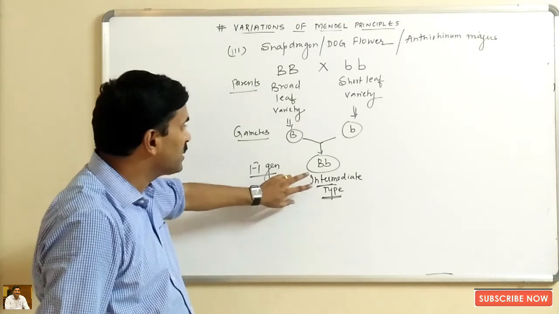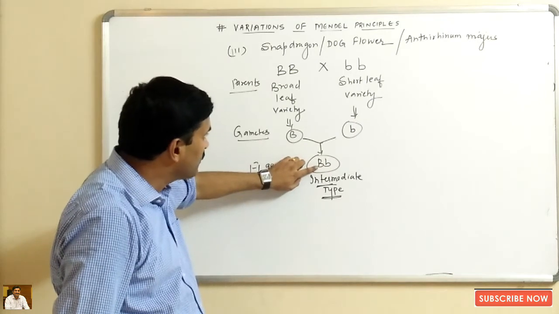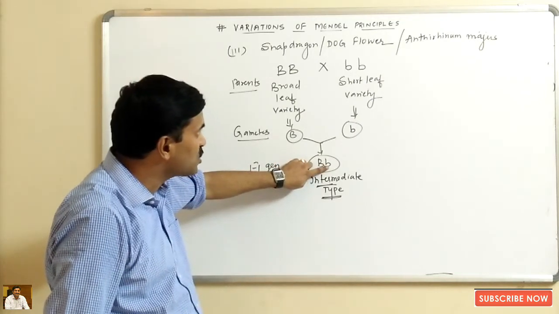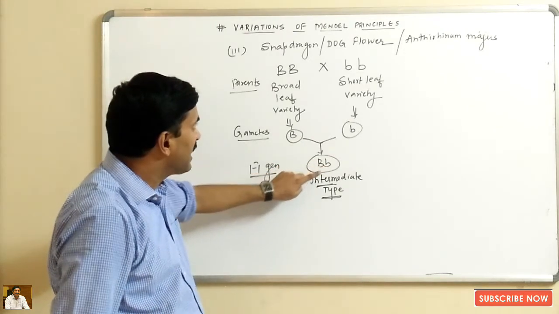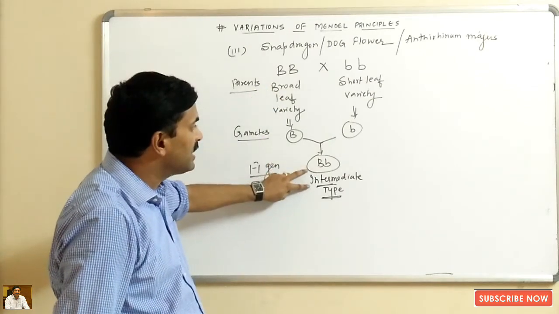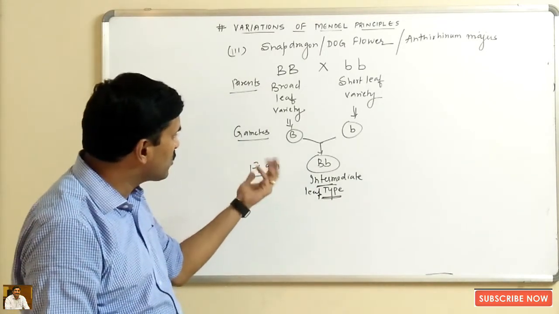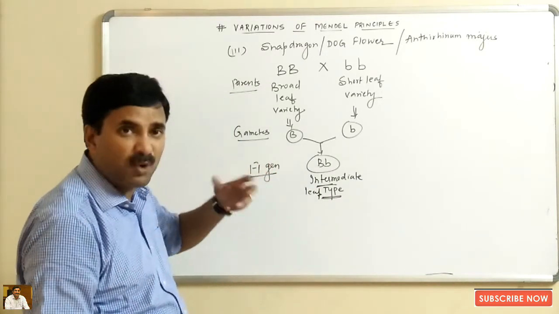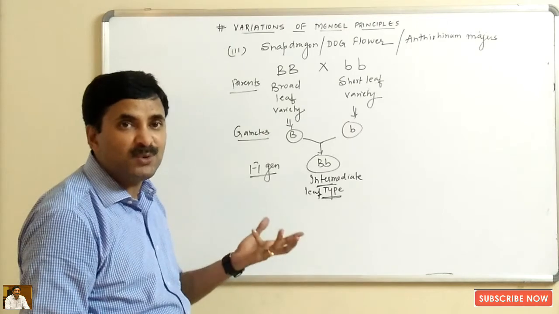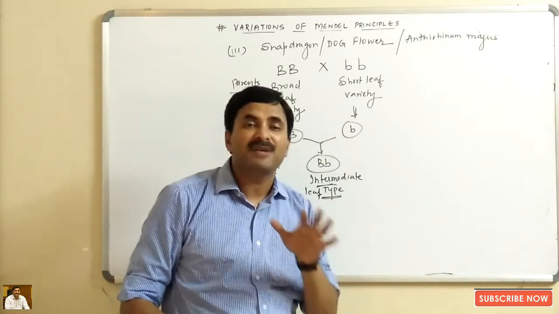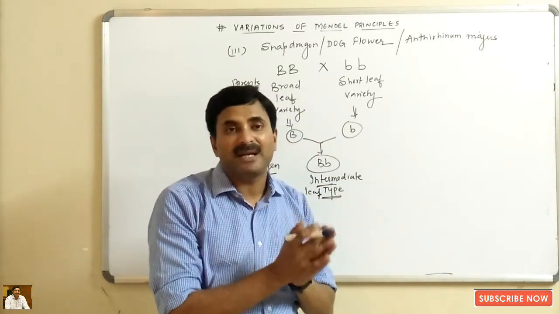This intermediate type of F1 progeny again indicates that the allele for the broad leaf is not fully dominant over the allele for the short leaf. That's why capital B is not fully dominant over small b, and instead of the broad leaf we got an intermediate leaf type in the F1 progeny. When capital B small b is interbred or selfed, in the F2 generation we again get the ratio 1:2:1. So by the above discussion we can say that incomplete dominance is a variation of the Mendel principle.